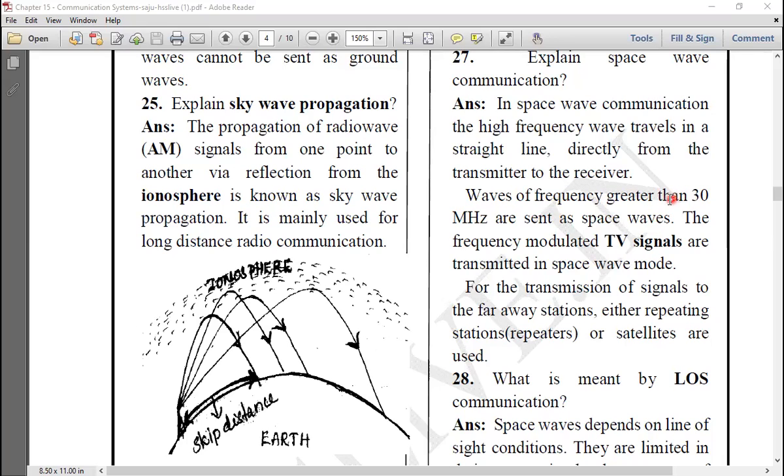So first of all, whatever waves are more than 30 megahertz, we are going to send them to space. The frequency modulated TV signals are transmitted in space wave mode. For the transmission of signals to faraway stations, either repeating stations or satellites are used.